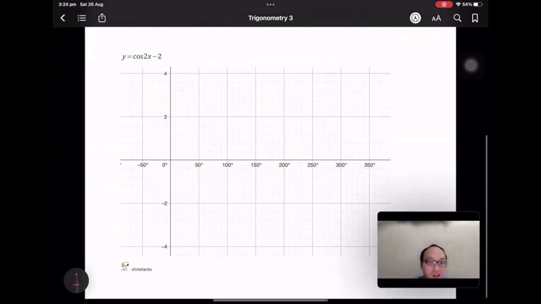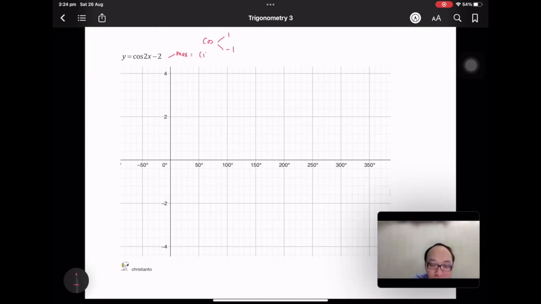Y equals cos 2x minus 2. So the same, cos has a maximum of 1 and minimum of negative 1. So what is the maximum value? The maximum will be 1 minus 2, because cos has maximum 1. And the minimum will be negative 1 minus 2. So this equals negative 1 and negative 3.